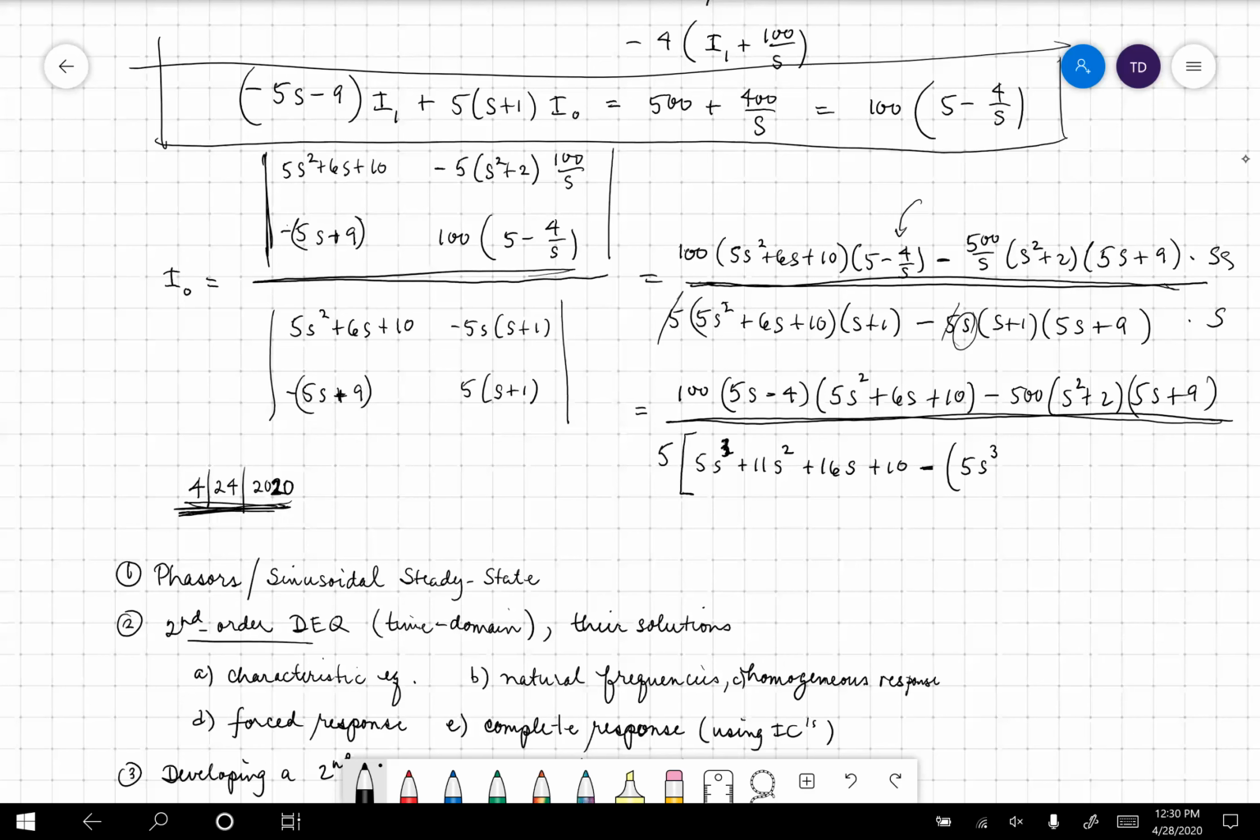And then I have 9s and 5s is 14s times s is 14s squared. And then I have 9, and then that 9 times s is going to give us 9s.